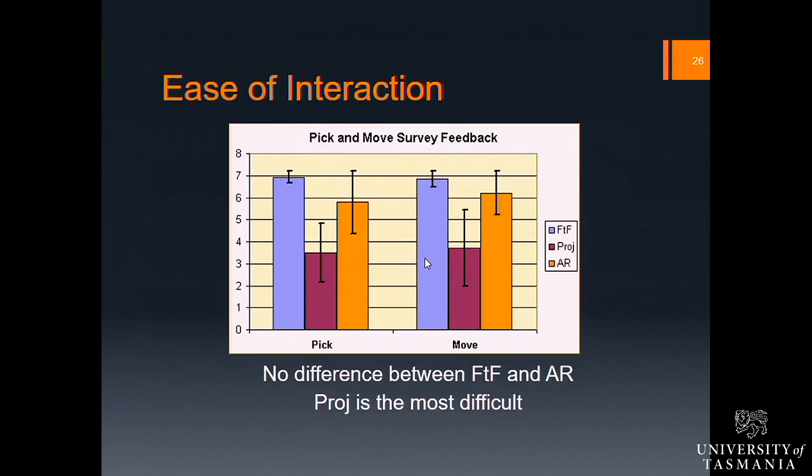So in this case, generally when you analyze a paper, you're not saying that the AR and the face-to-face are the same. You actually say you can't tell the difference. And that's more technical terms. So there will be statistical significance analysis that you have to run if you want to publish a paper. Okay. But this one is obvious. Projector is the most difficult method.